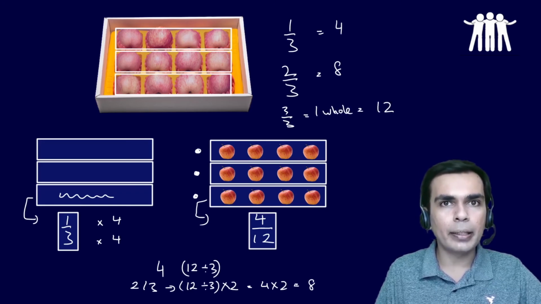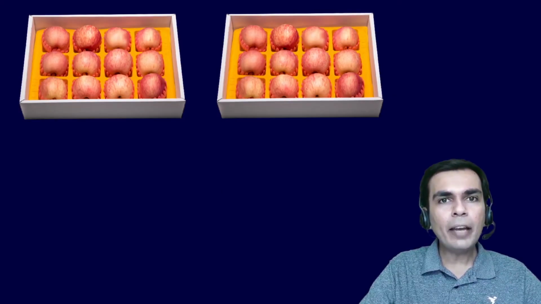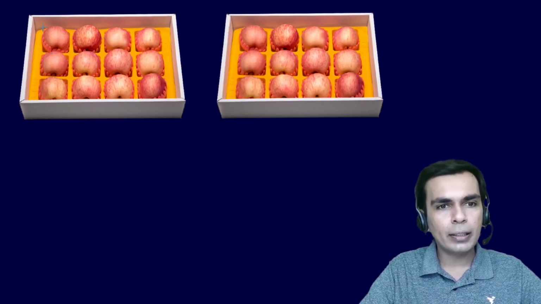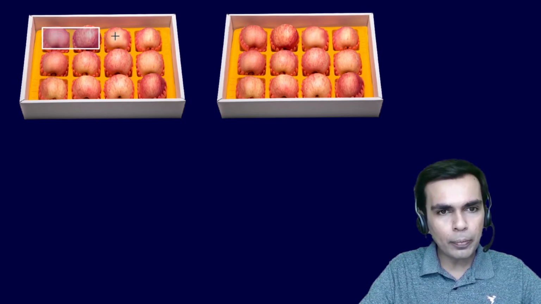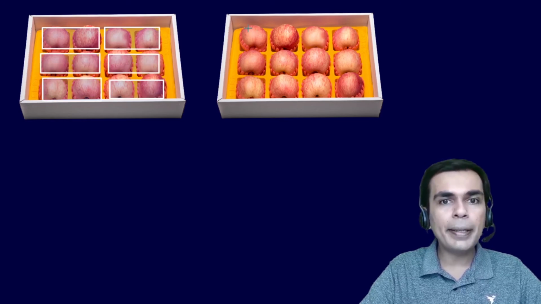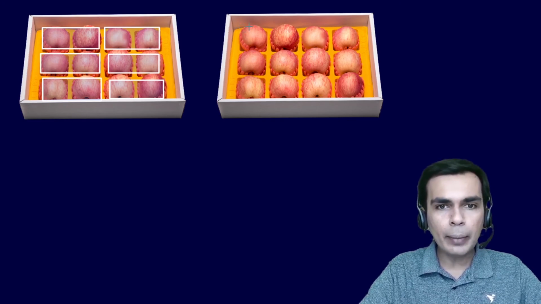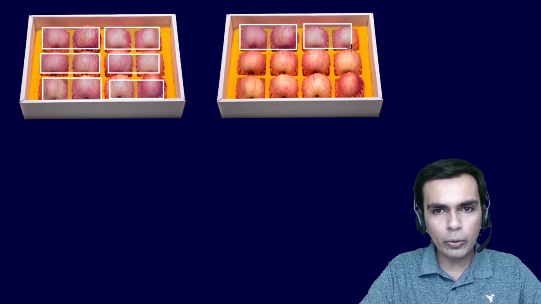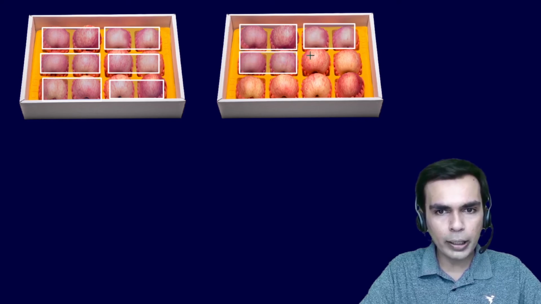So please remember that. But let's say we have two boxes of apples and I have to give it to 6 friends. So of course I need to make equal groups, 6 equal groups. This is 1, 2, 3, 4, 5, and 6. There'll be 2 in each because 12 divided by 6 is 2. And I'll of course do the same with this box too. I will group it into 6 equal groups. Of course, that's 2 each.